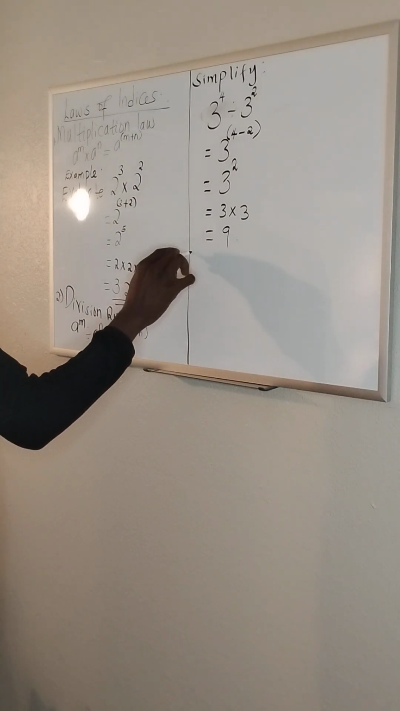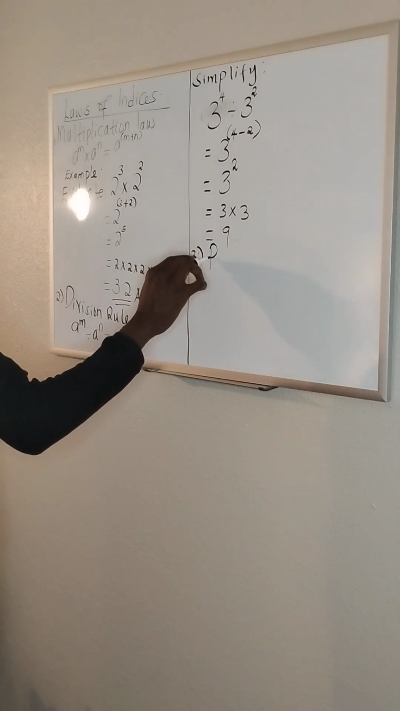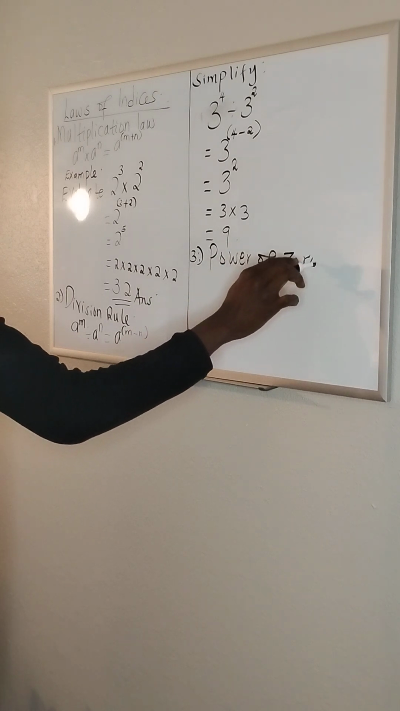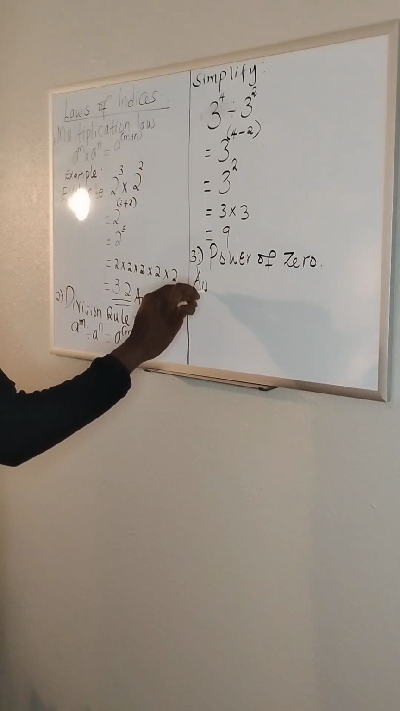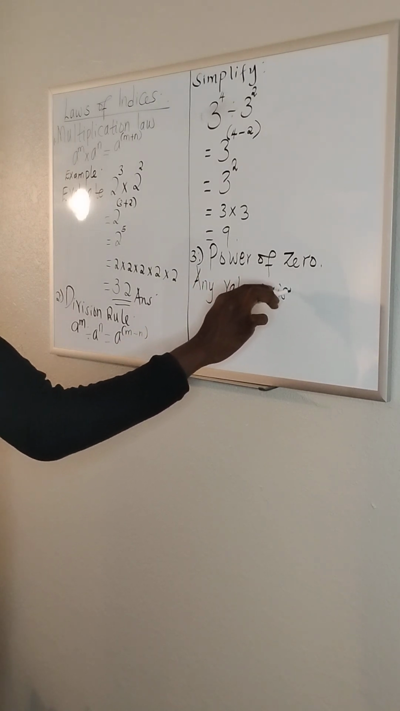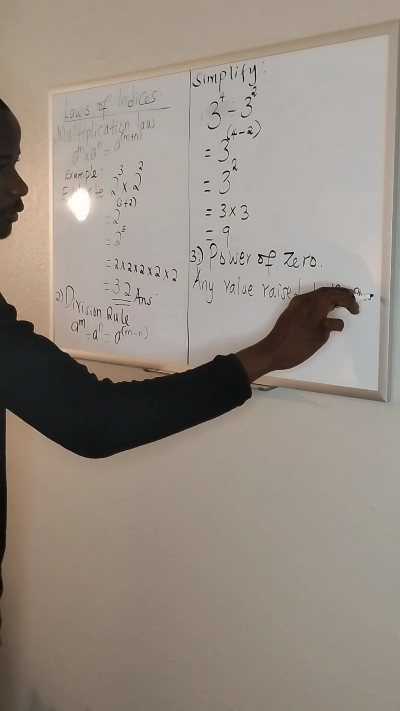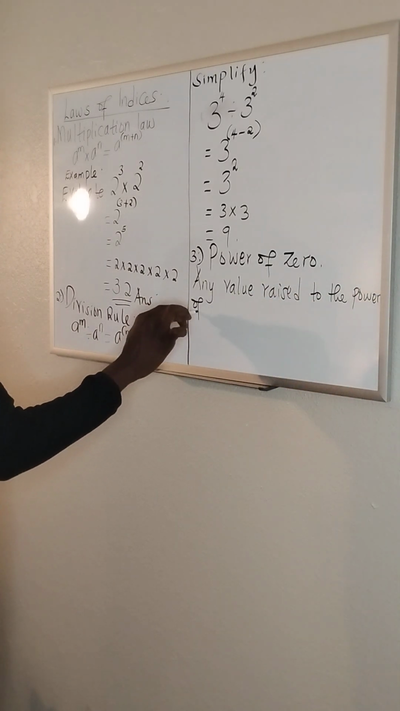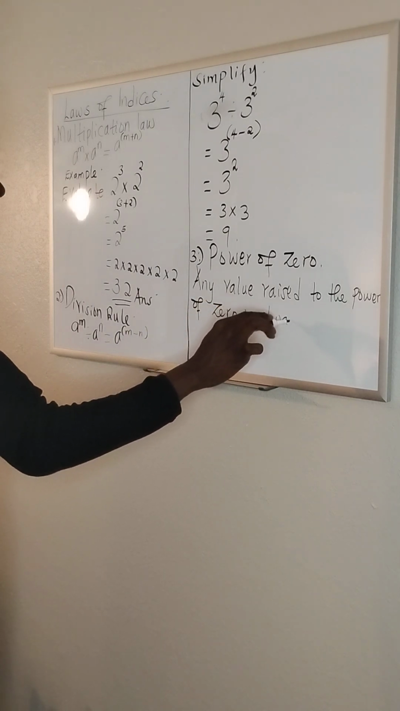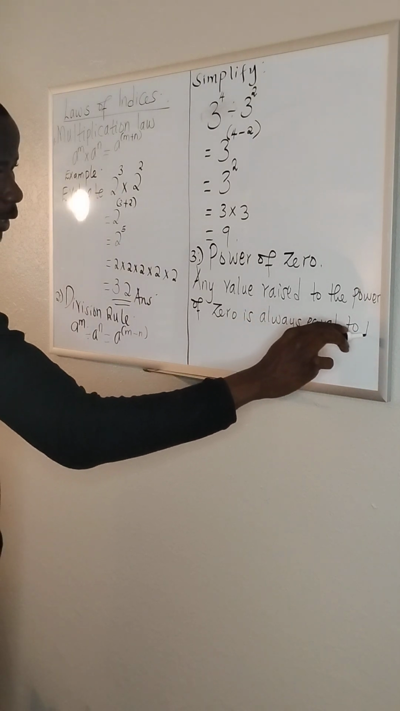Now, the third rule of indices talks about the power of 0. This rule says any value raised to the power of 0 is always equal to 1. It's always equal to 1.